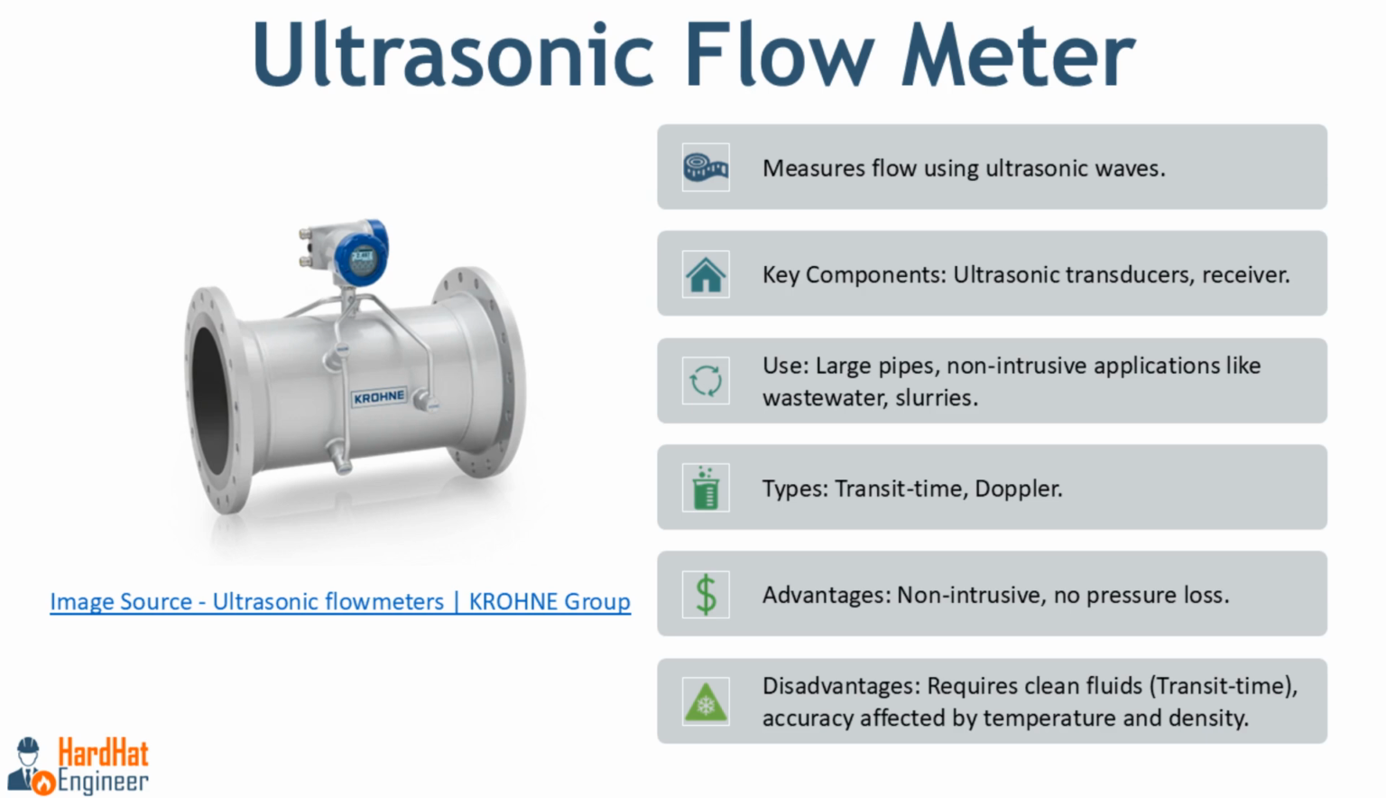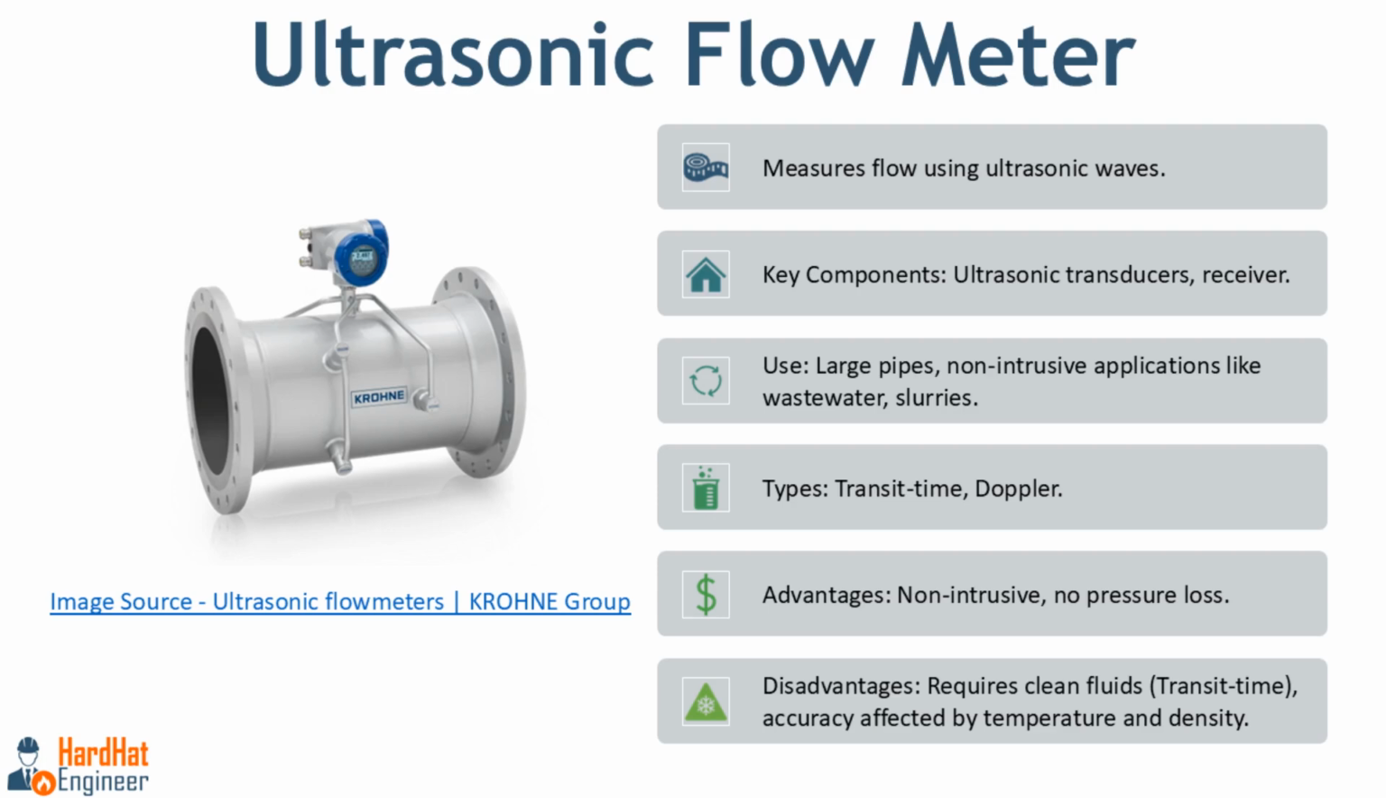What is the ultrasonic flow meter? As the name suggests, the ultrasonic flow meter measures the flow rate of a fluid by using ultrasonic waves. The meter sends ultrasonic signals through the fluid, and the speed at which these waves travel is affected by the flow of the fluid. By measuring the change in velocity, the flow rate is calculated.